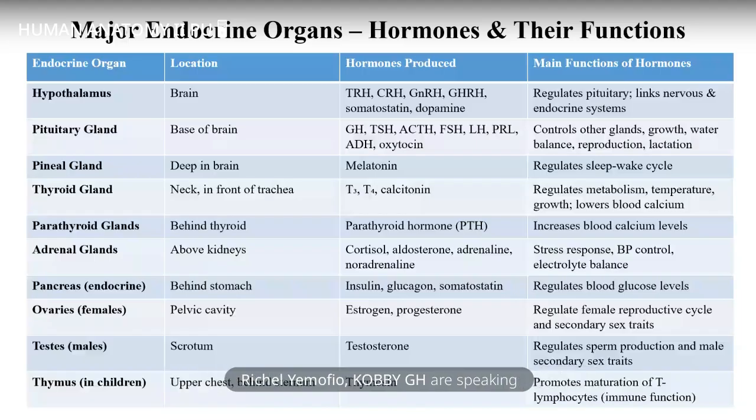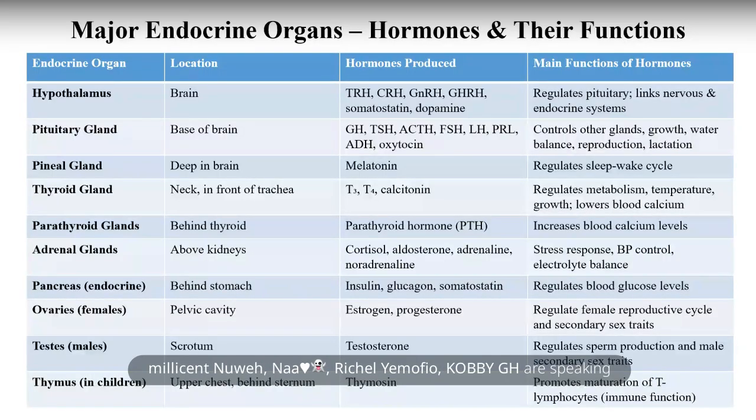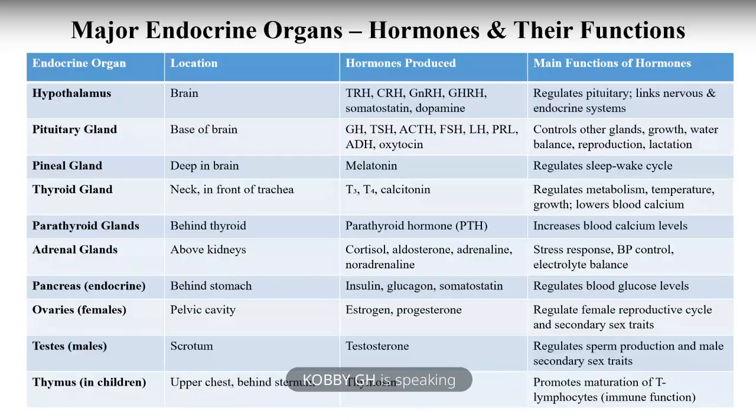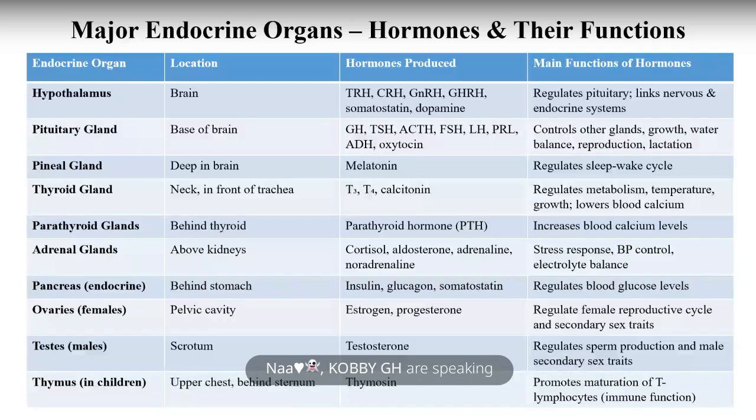Adrenal glands. Where are they located? They sit on top of the kidneys, above the kidneys. The pancreas. Where is the pancreas located? Behind the stomach. The ovaries. Where are the ovaries located? Within the pelvic cavity. The testis. Where is the testis located? Within the scrotum. And then thymus. Where can we locate thymus? Upper chest. Good.